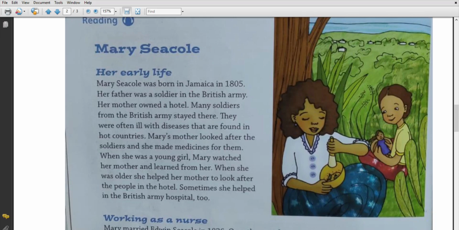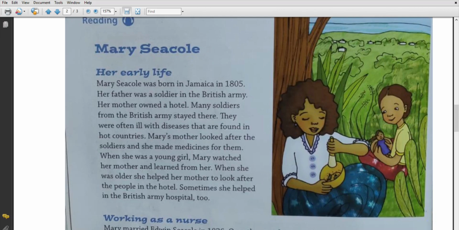Why? They were often ill and with diseases that are found in hot countries. Okay? Mary's mother looked after the soldiers and she made medicines for them. As you see in the picture, she was making medicine, okay, traditional medicine like herbs or something like this. Mary's mother looked after the soldiers and she made medicines for them.